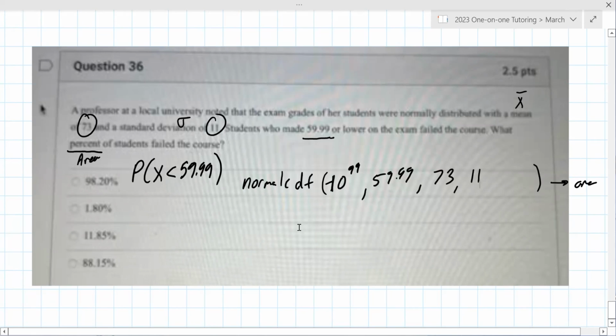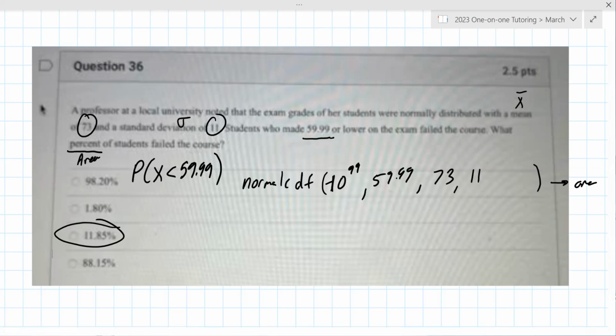This is going to give you a decimal, so you will have to multiply by 100 to get the value there. So give that a try. I'll check it here on another piece of software I use. I got 11.85%. All right, very good.